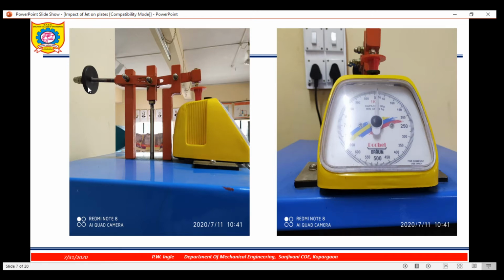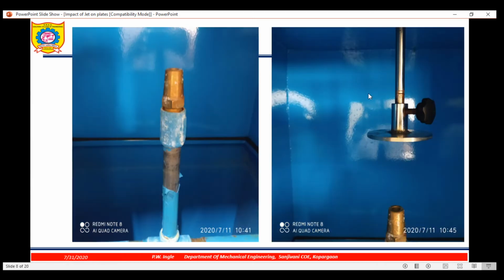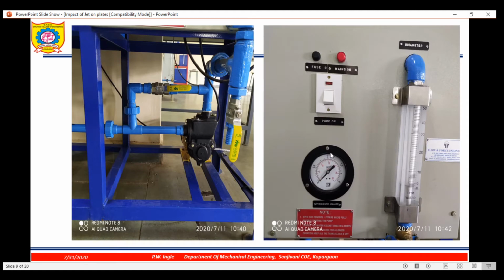And this is a balancing weight to keep the indicator at 0. Okay, this will be at 0. And this is the nozzle, this is the plate. Here you can mount the different plates, that is maybe a flat plate, an inclined plate, or a chord plate. Okay. Now see how the construction is.